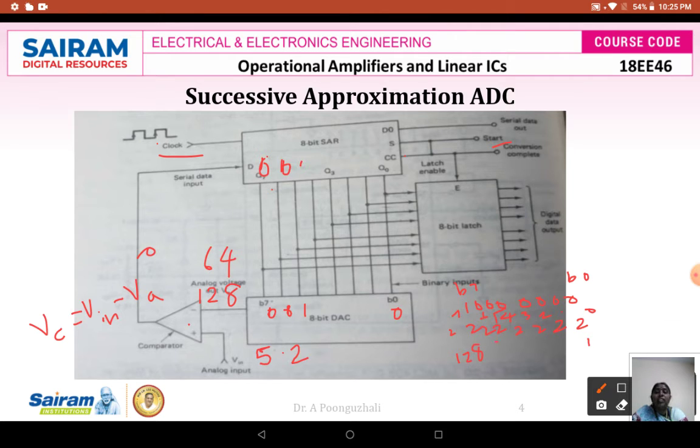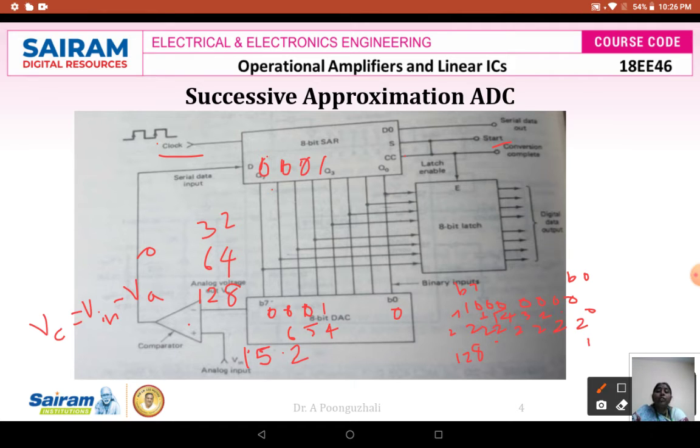Now 2 power 5, that is nothing but 32, is going to be there. Now 32 is going to be compared with your 15.2. In that case also the output is going to be 0. So when the output is 0, this particular bit will be set as 0 and the next bit will go as 1. That means now this is your 6th bit, this is your 5th bit, this is your 4th bit.